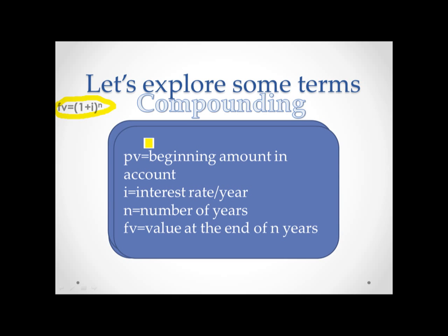whether that be $250, $1. The I is the interest rate per year. So the I. The N is going to be to the power of, that means the amount of years. So if you're putting it in the bank for 30 years, that will go up in here. And future value, FV, is the value at the end of the number of years.